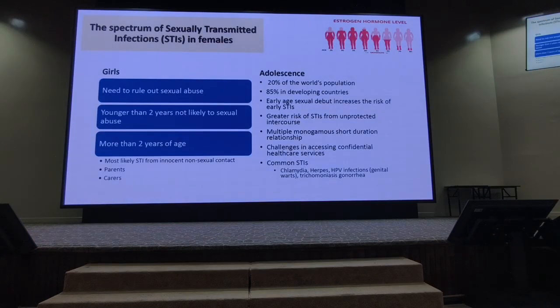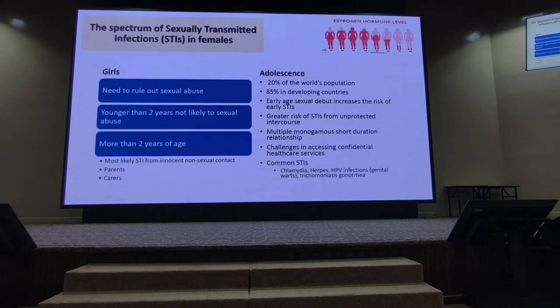So when you talk about STI, the spectrum of STI is from girls to adolescents to women to menopause. So how is it like? In girls, if you have STI, you must rule out sexual abuse, because that's one of the ways they can get STI. If they're younger than 2 years, you're likely to get sexual abuse. You've got to look at whether it's a foreign body or something inside. More than 2 years old, usually it may be from either innocent contact or non-sexual contact, parents, caregivers, and so on.